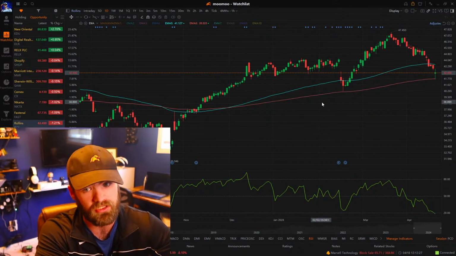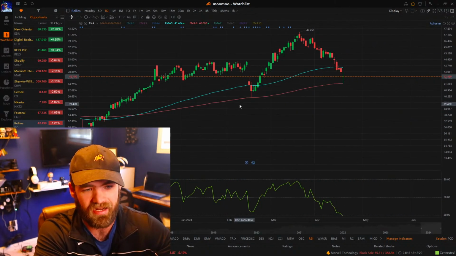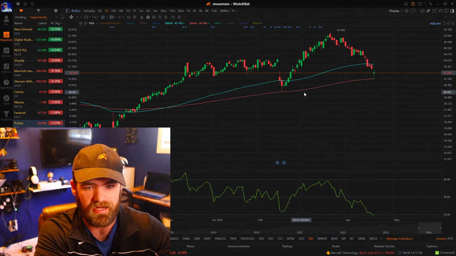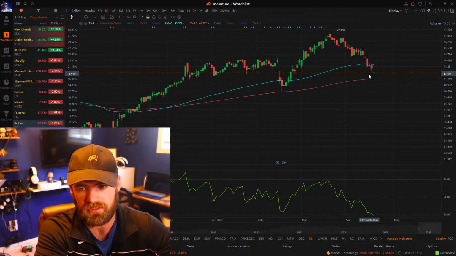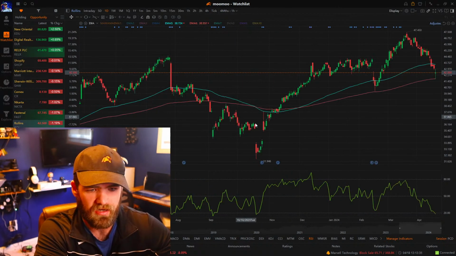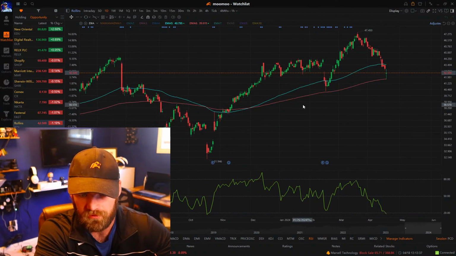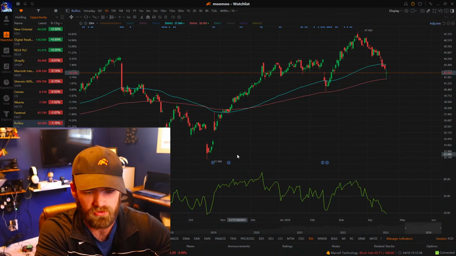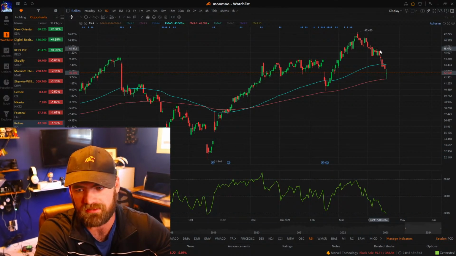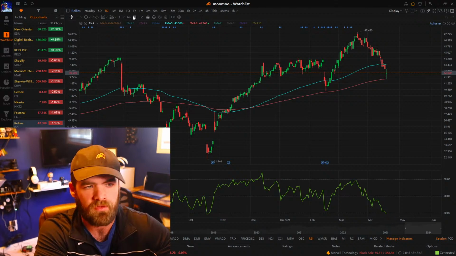This one does look pretty interesting, right? We have this nice upward trend down to support on the 200-day. We do have somewhat of an upward trend, went from 31 to 47, sell off down to 40.